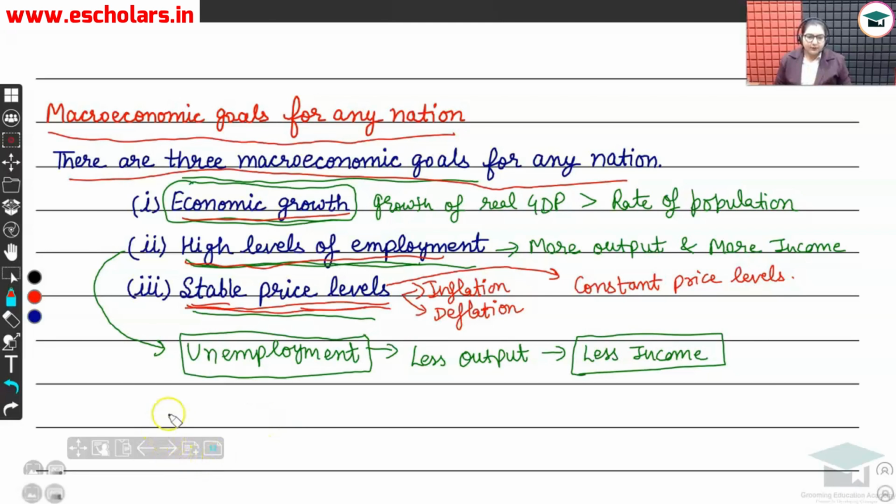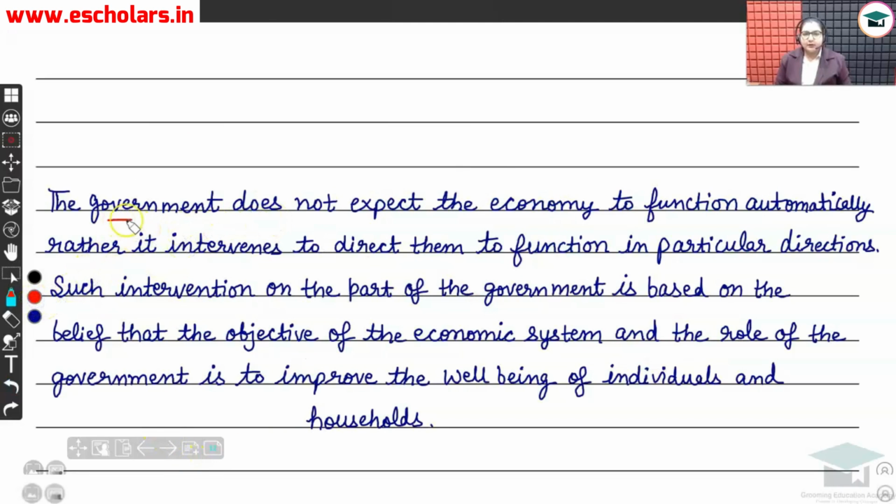So let's have a look. See students, the government does not expect the economy to function automatically, right? The economy will not function on its own. The government has to intervene, right? So the government intervenes in order to give directions about how the economy should function.